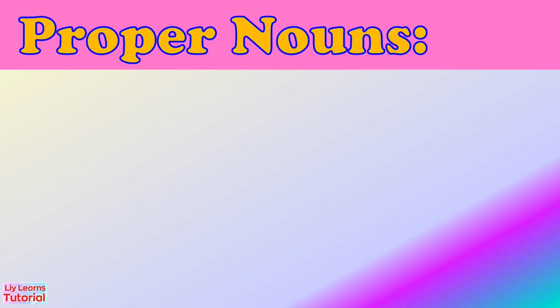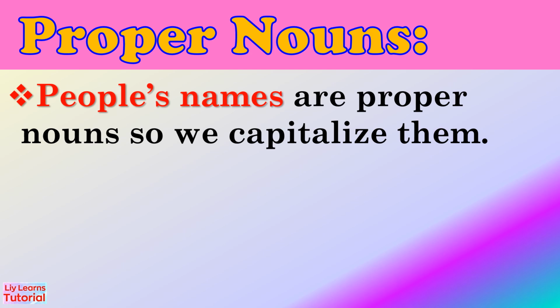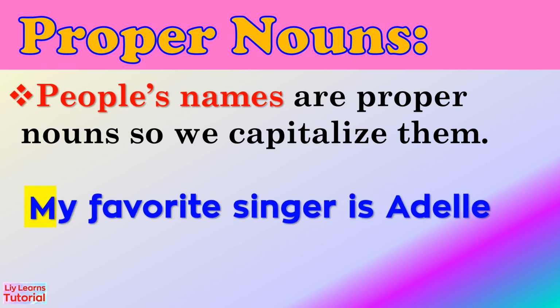Proper nouns. People's names are proper nouns, so we capitalize them. For example, my favorite singer is Adele. Beginning letter M is capitalized, and A for Adele since it's the name of a person.